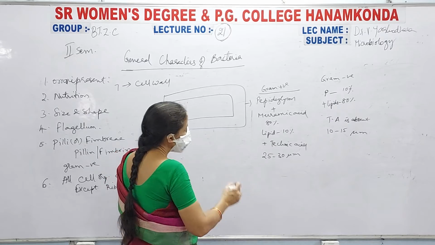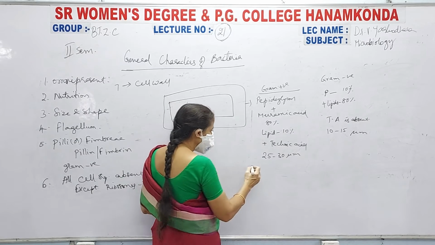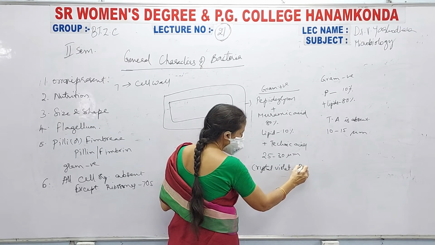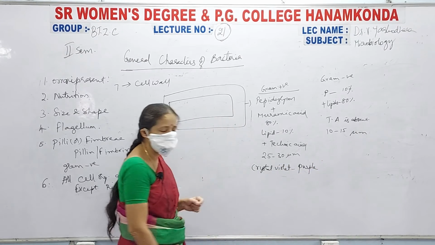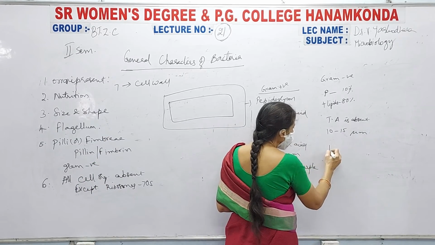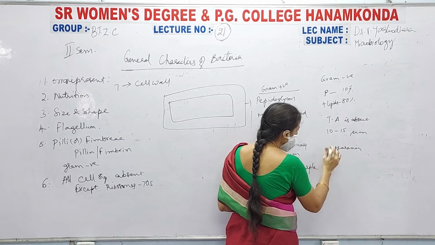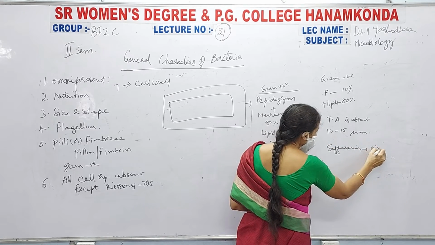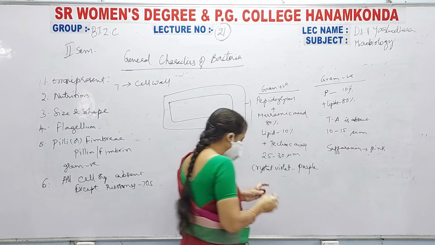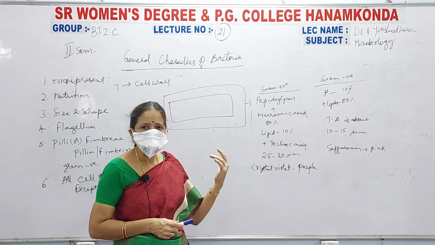Next, see here, this gram positive bacterium, when you stain the bacterial cell with crystal violet, it produces a purple color. When purple color is produced, it is known as gram positive bacteria. When you get pink color, safranin is used, it produces pink color, and when pink color is produced, it is gram negative bacteria. That means depending upon the thickness and the composition of the cell wall, the bacteria are classified into gram positive and gram negative.